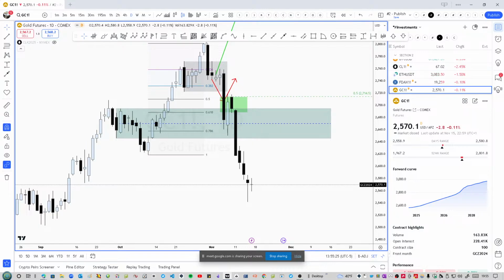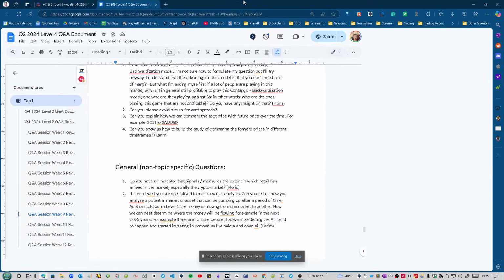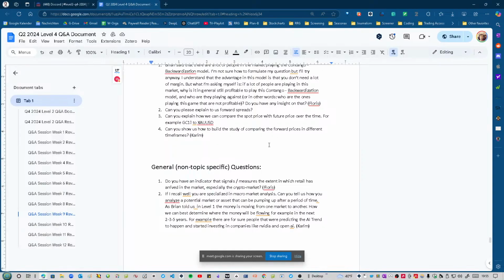Okay, anyway. So question number 4. What do we have here? Can you show us how to build the study of comparing the forward price in different time frames? Forward price in different time frames?